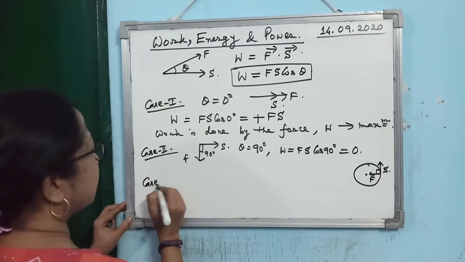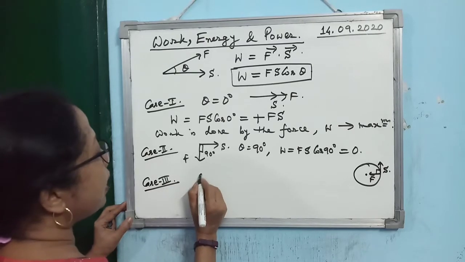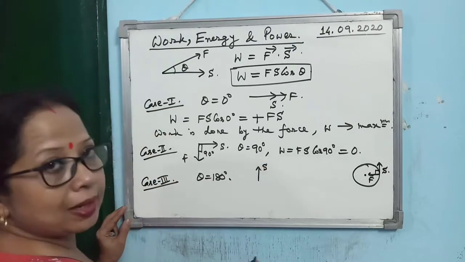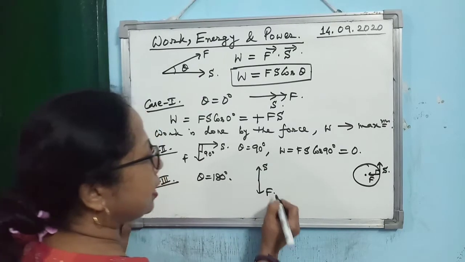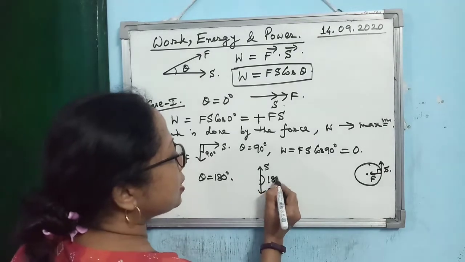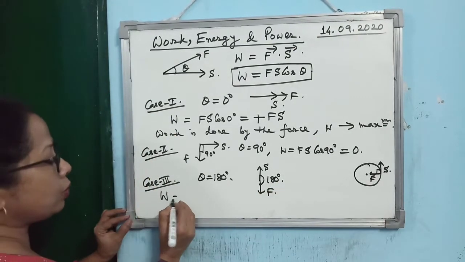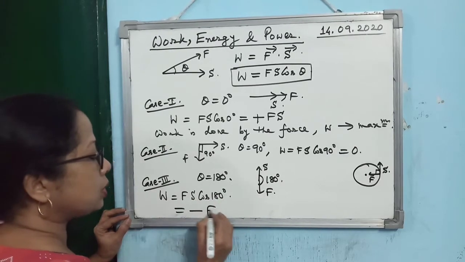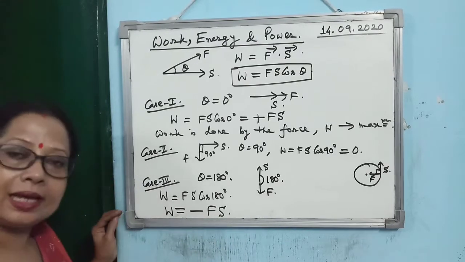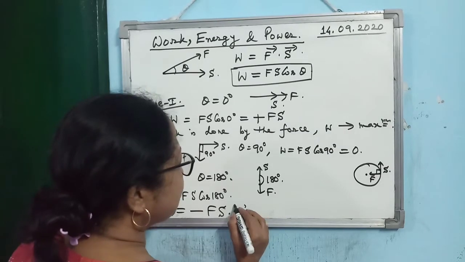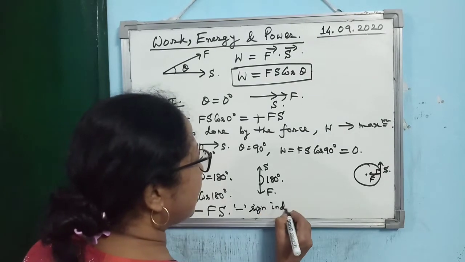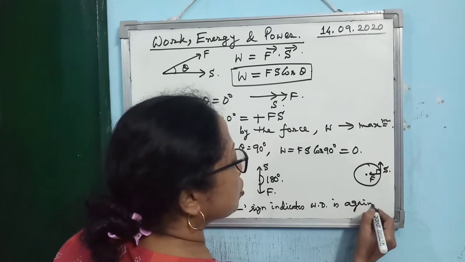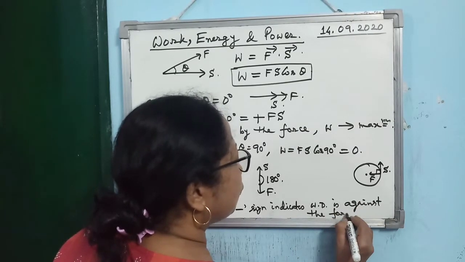Then the third probable case is that theta is equal to 180 degree. Just consider, when a body is thrown up, the displacement is in the upward direction, but the gravitational force is acting in the downward direction. So what is the angle between them? 180 degree. In that case, what will be the work done? Fs cos 180. What is the value of cos 180? Minus 1. So work done will be negative. Negative sign indicates that work is done against the force. This is the implication of the negative sign.